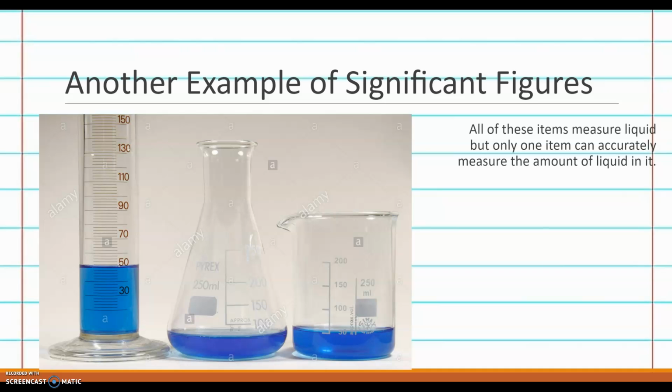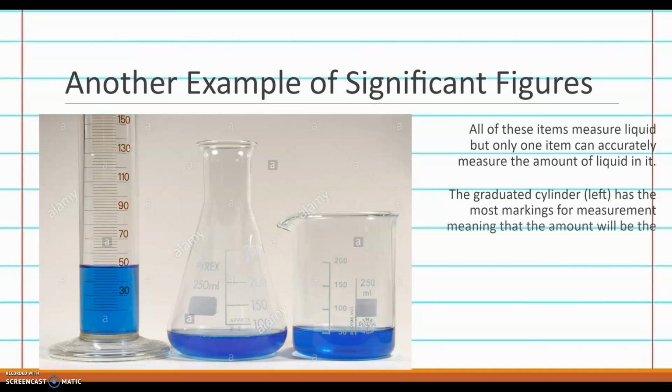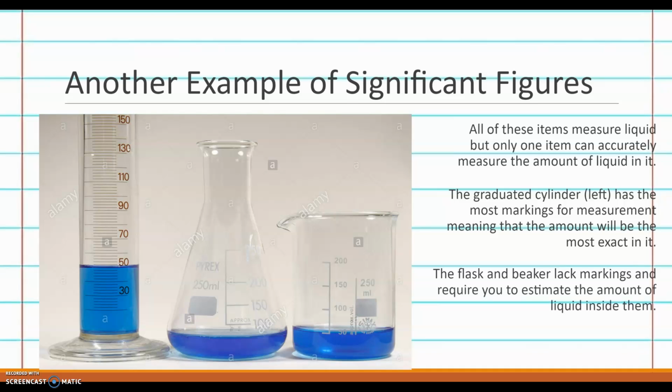Here we have different tools that we use in the laboratory to measure volume. However, in the far left we have the graduated cylinder, and this will give us the most markings and therefore the most significant figures. Thus, it will lead us to the most accurate measurement of volume. You'll notice that we use that a lot in the lab. That's not to say that we won't be using the Erlenmeyer flask and the beaker as well on the right, but these don't have as many markings.